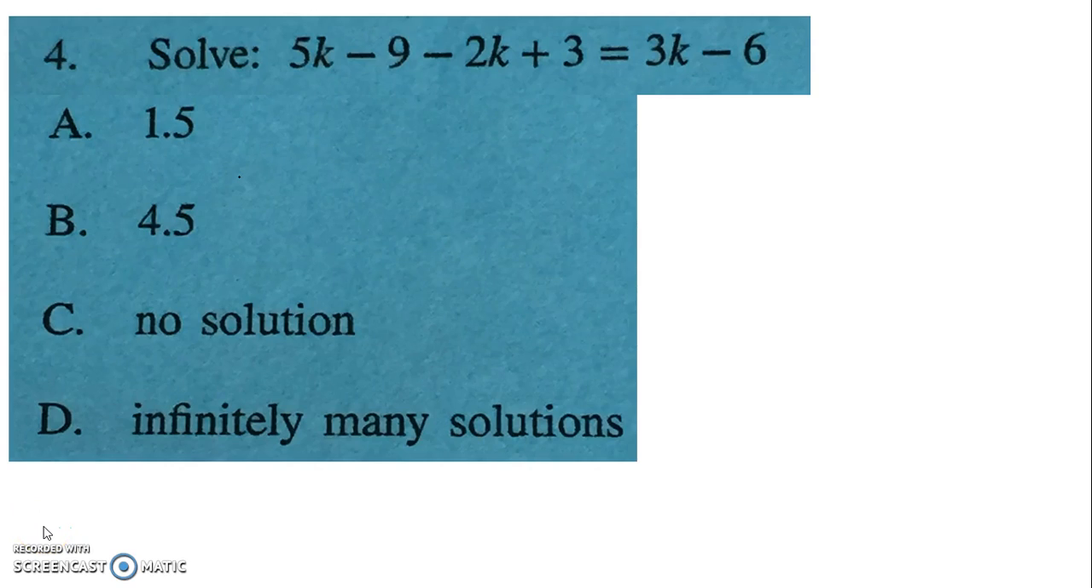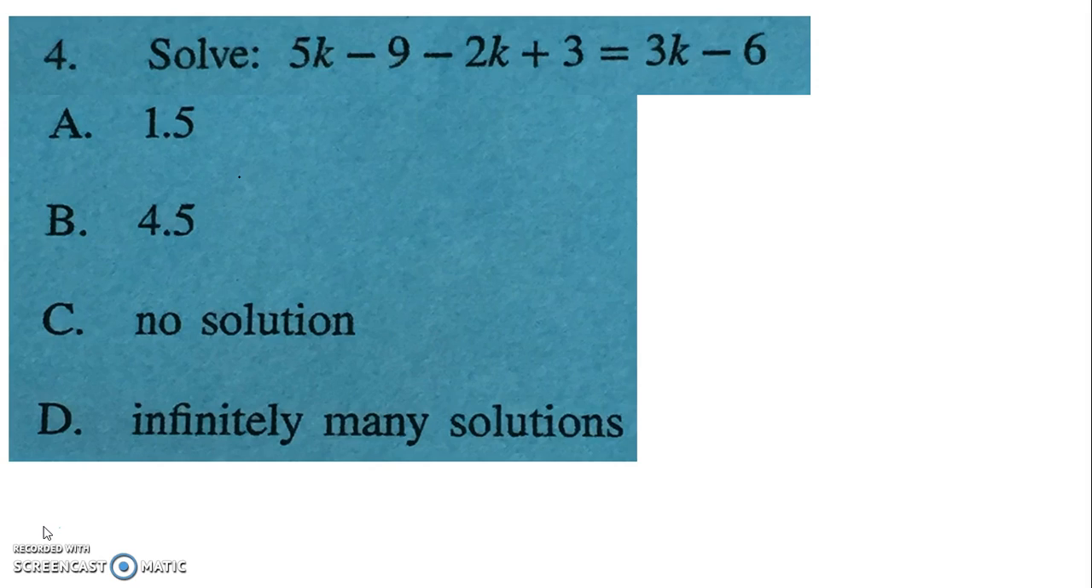This video is a continuation to help you with your final exam review CR. It's the first CR to get you ready for the final exam. And I'm working through numbers 4, maybe 5, maybe 6 on this video. We'll see. Okay, so for 4, it says solve 5k minus 9 minus 2k plus 3 equals k minus 6.